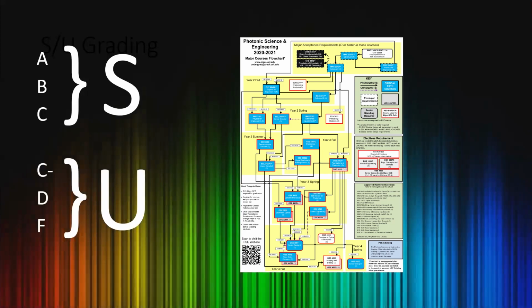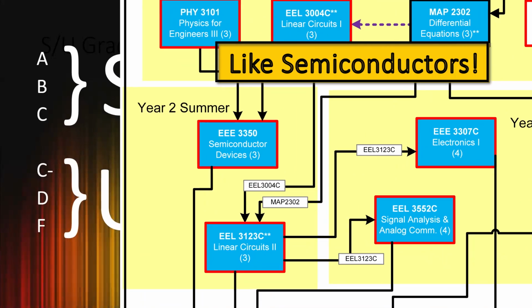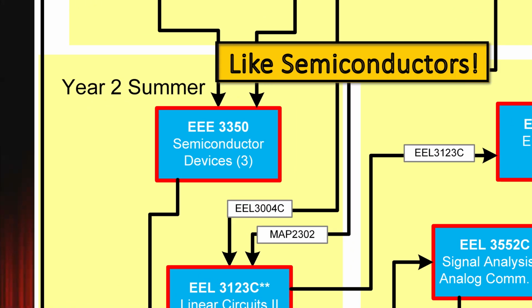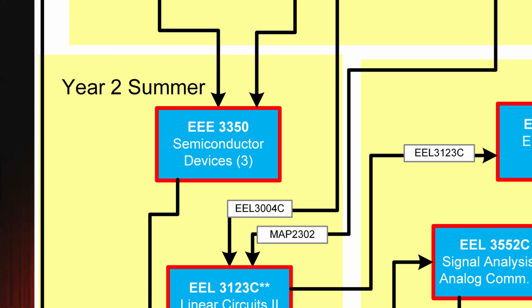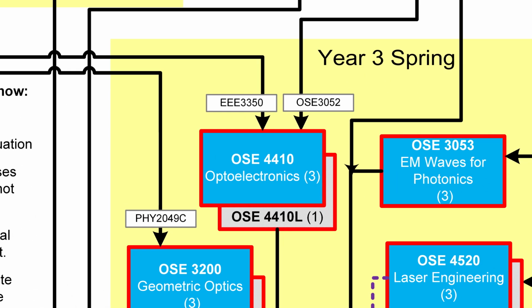However, there's some classes, like on this flow chart, in which a D or C minus might satisfy the prerequisites so that you can continue on. So for example, let's say in optoelectronics, you ended up getting a C minus in the course. Well, if you elected to do the SU option and you get a C minus, then it'll translate to a U, the U won't satisfy the degree requirement and you're going to be forced to take it over again.